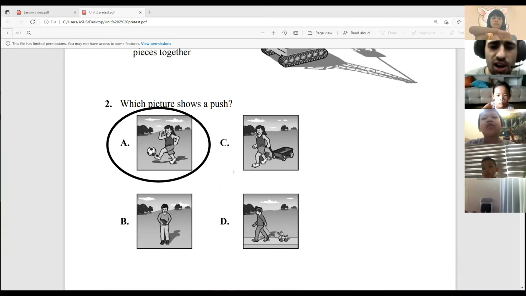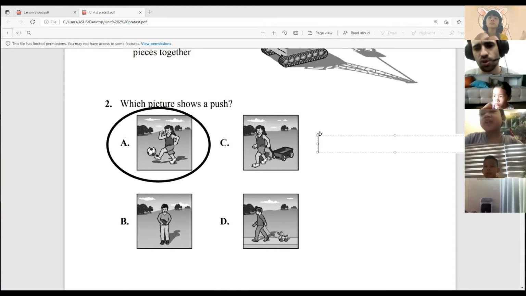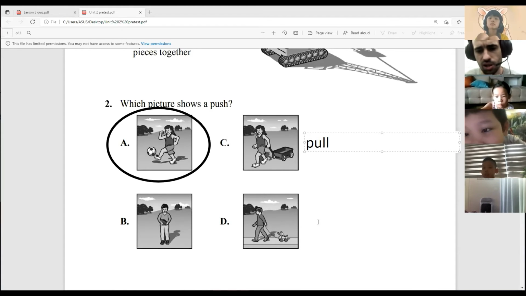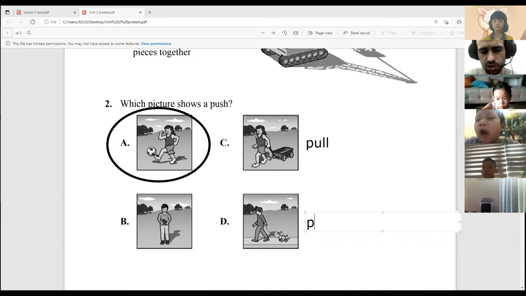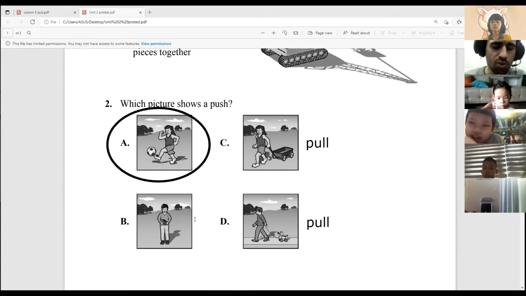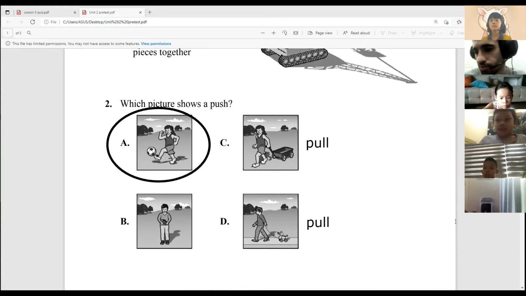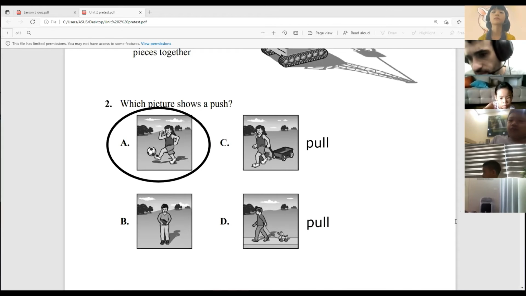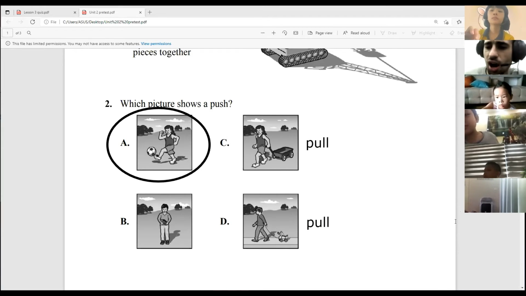So what's option C and D? What are they doing in C and D, Puppy? They are pulling. This one is pulling. Okay, and this was a push. And then B, he's just holding a football. Sam got it. Sarah, good job. Taylor, good job. You guys all got it. Thank you for typing me in the chat, guys.